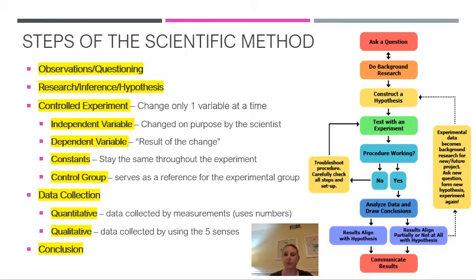From there, I collect a bunch of data. My data can be qualitative or quantitative. Quantitative sounds like quantity, and it deals with numbers. So we use measurements like how tall, how much does it weigh, how many are there. So data collected by measurements using numbers is quantitative. Then we have qualitative data. Qualitative is data collected by using the 5 senses.